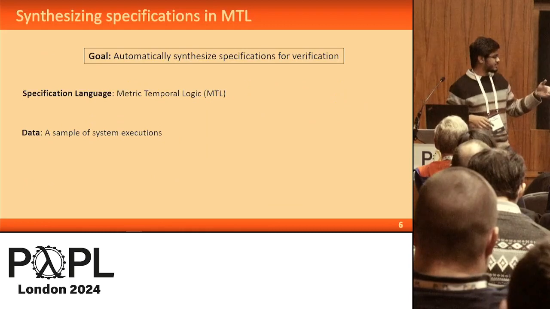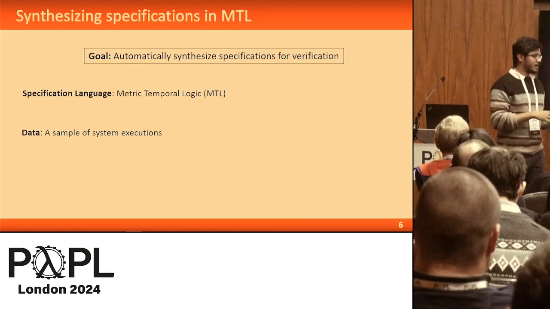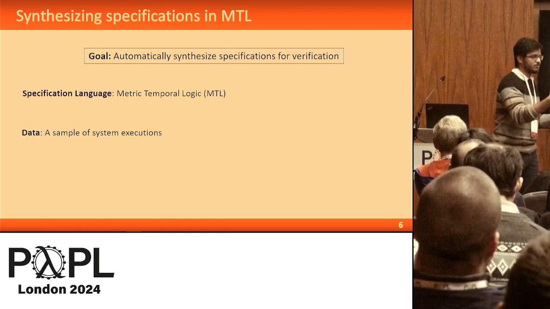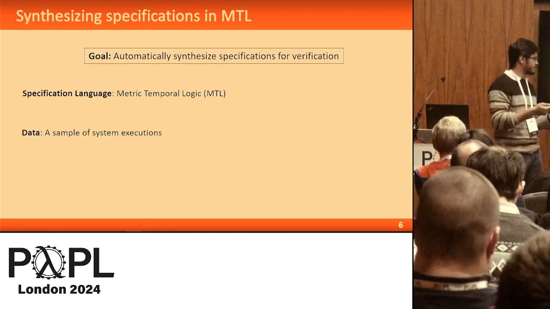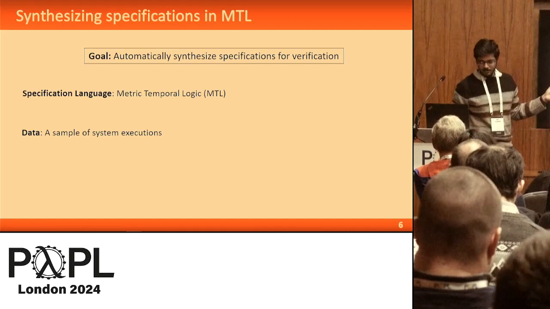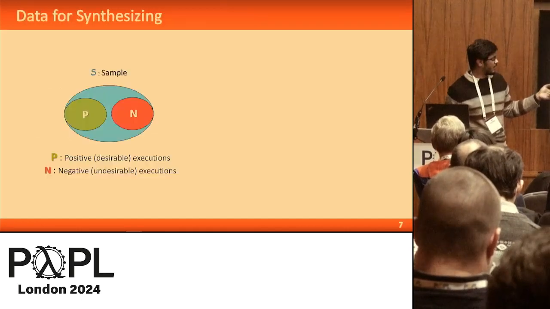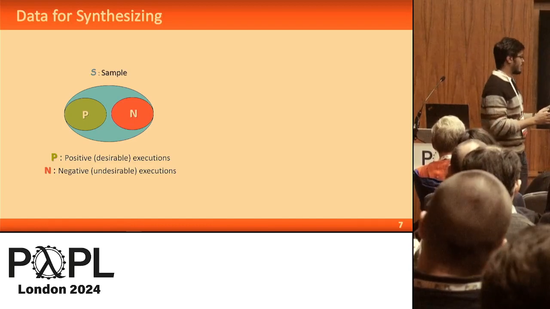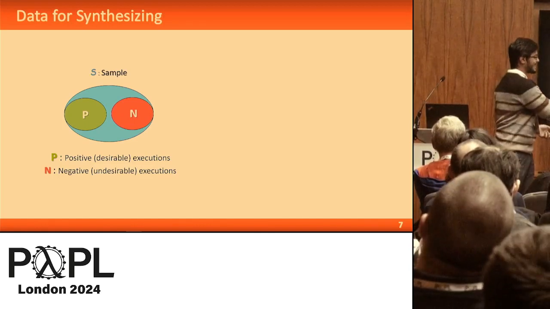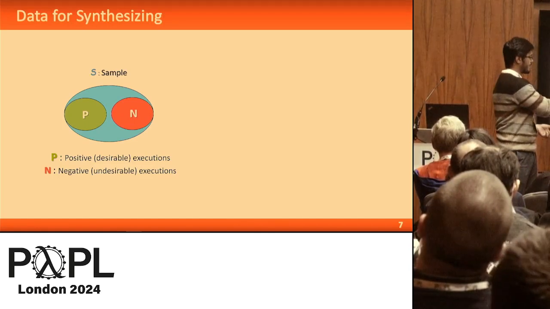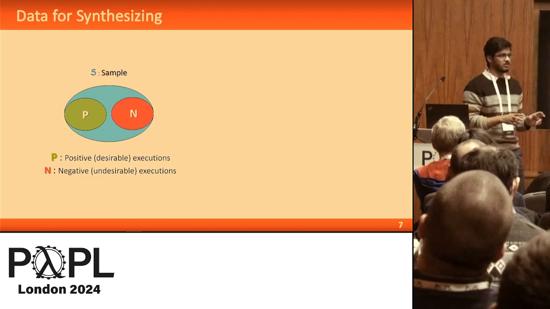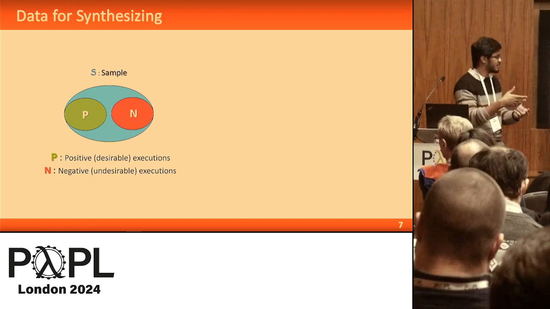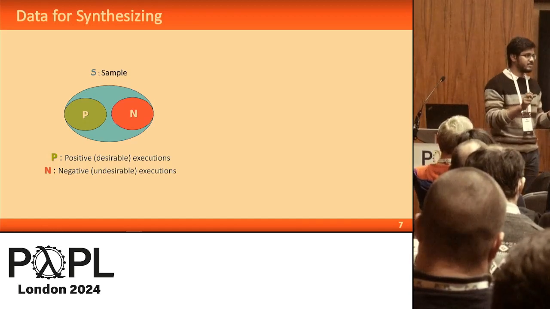So the works I described so far usually use examples of executions of the system for inferring the specifications. So we would also do the same. We would consider a sample of system executions. In particular, we would consider a sample which consists of a finite set of positive executions and a finite set of negative executions. The positive executions would represent the desirable behavior of the systems, and the negative ones would represent the undesirable behavior.